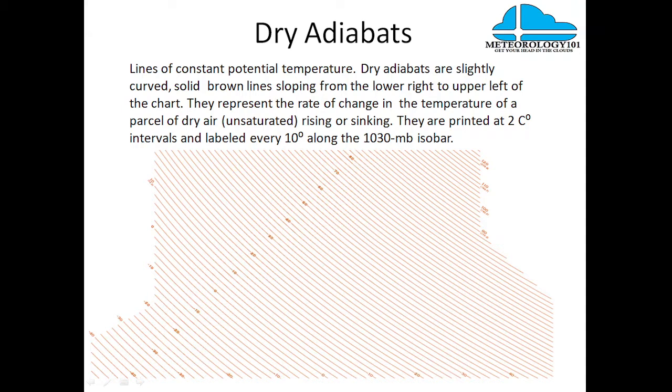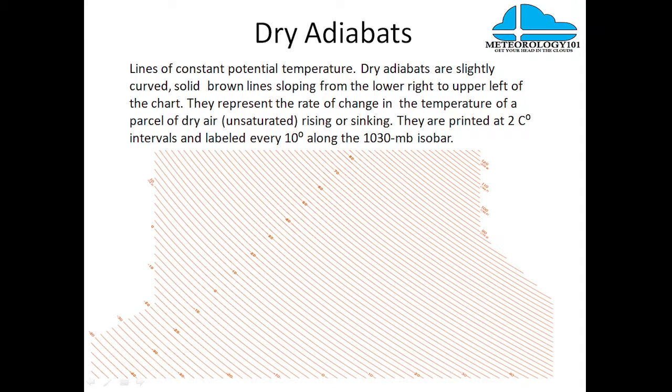The dry adiabats, the lines of constant potential temperature. Dry adiabats are slightly curved, solid brown lines sloping from the lower right to the upper left of the chart, and they represent the rate of change in the temperature of the parcel of dry air, unsaturated, rising or sinking. They are printed at 2 degree intervals, and they're labeled at 10 degrees along the 1030 millibar isobar.